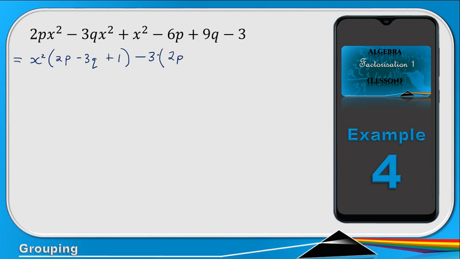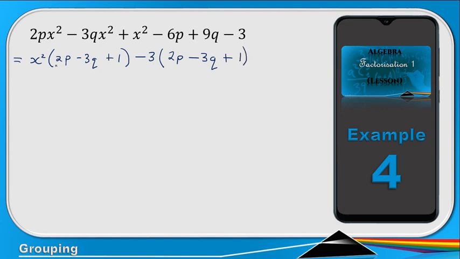Then 9 divided by 3, now remember we took out a negative, so whenever you take out a negative, you change the sign for what's left. So this plus becomes a negative. 9 divided by 3 is 3, and then the q is still there, and this becomes a positive, and then 3 divided by 3 is just 1.